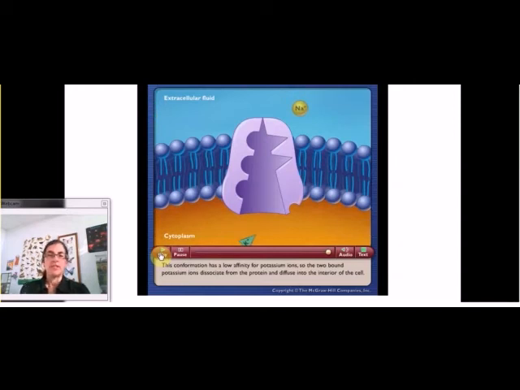Now that had a little more detail than you need to worry about, but I think the key is that you really saw well how the protein moved. It was open on one side, then it was open on the other side, and that facilitates the movement of sodiums from one side and potassium from the other side.